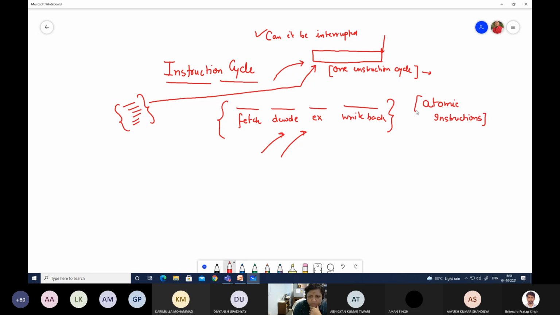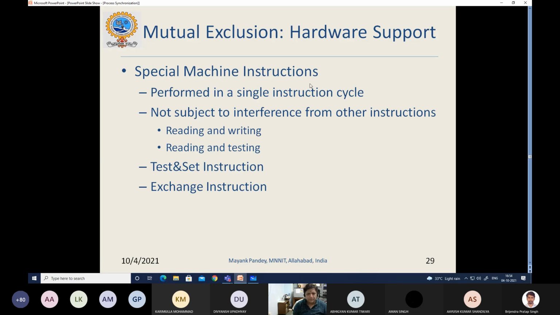Atomic operations are completed in one instruction cycle with special support from the hardware. Special machine instructions performed in a single instruction cycle, and because they are executed in a single instruction cycle, they are not subject to interference from other instructions. There are two types of these instructions: reading and writing, and reading and testing. Test and set instruction and exchange instruction. The important point here is that these instructions are performed in a single instruction cycle so as to avoid interrupts and make them atomic.